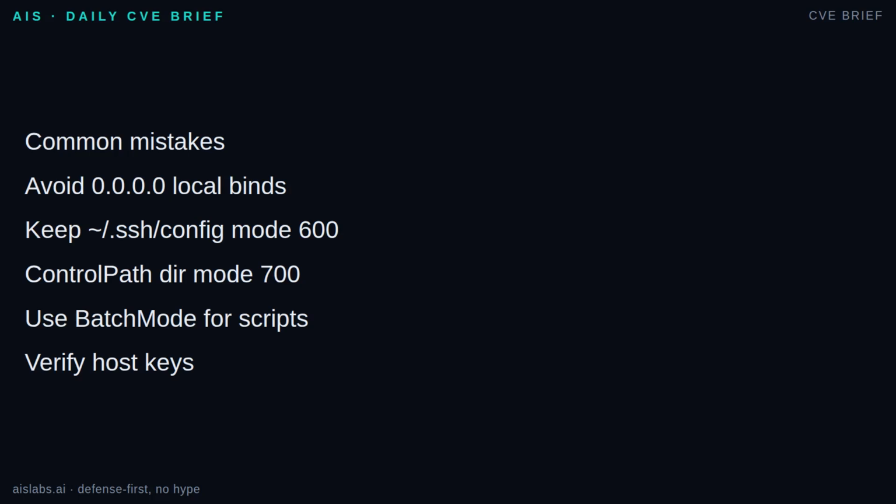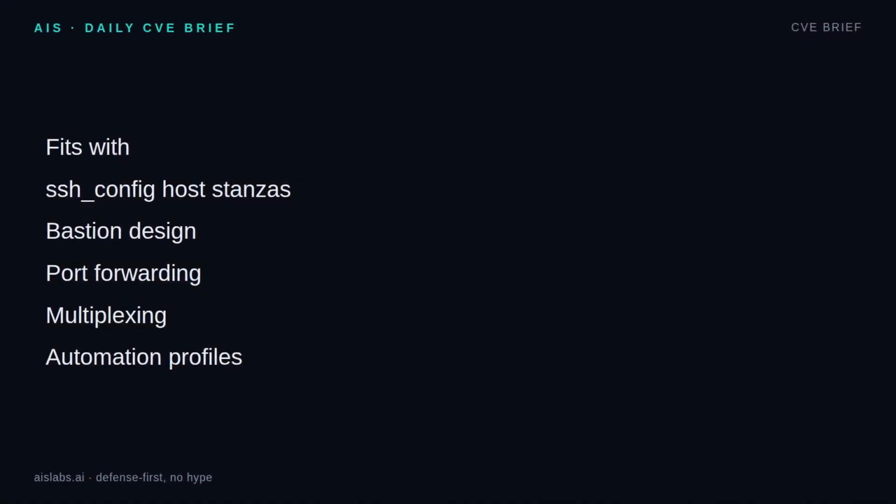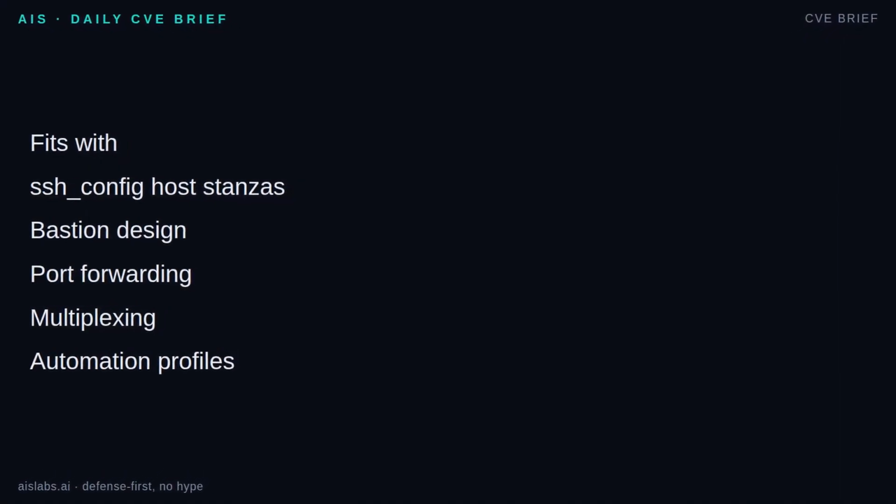Third, protect the config and multiplex sockets. ~/.ssh should be mode 700, ~/.ssh/config mode 600, and the control path directory mode 700. Fourth, keep host key checking intact for bastions and private hosts. Fifth, scripts need BatchMode yes, so they fail cleanly when a key, agent, or host key problem appears, instead of waiting forever. This capstone sits in the middle of the practitioner tier.